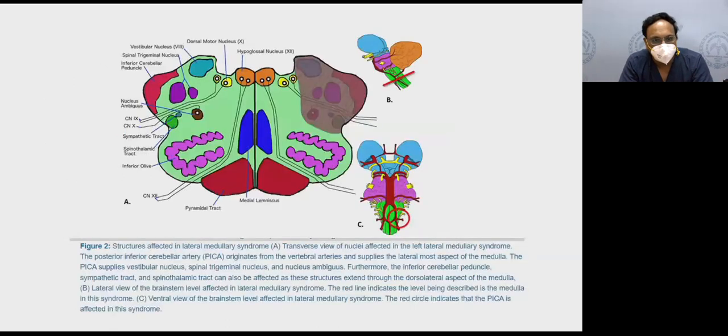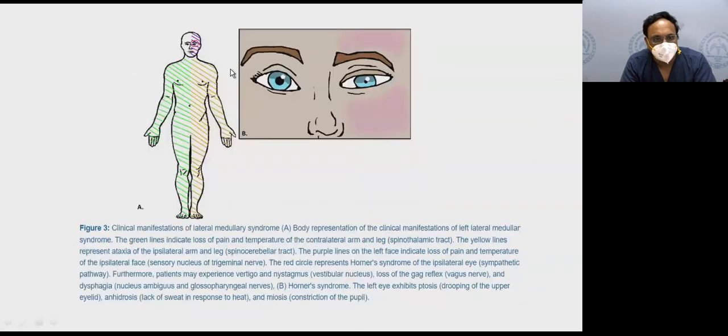So what are the common ones we dealt with before? This shows which area is involved. This is the medulla. So it is the lateral medullary syndrome, and here there is a vessel. The PICA is involved, and these structures are all involved: the 9th and 10th and spinal. What I said before, the spinothalamic and sympathetic tracts are involved. This is the lateral medullary syndrome, and these are the symptoms.